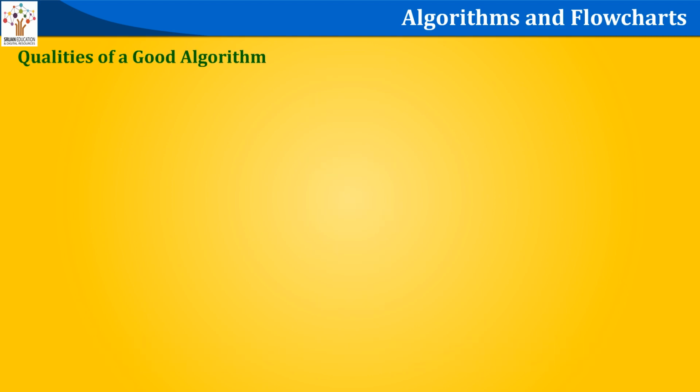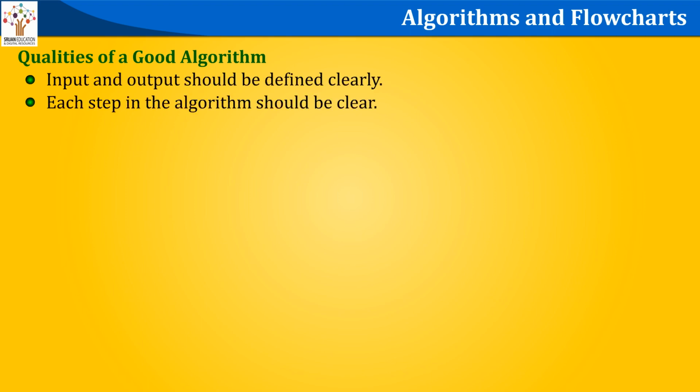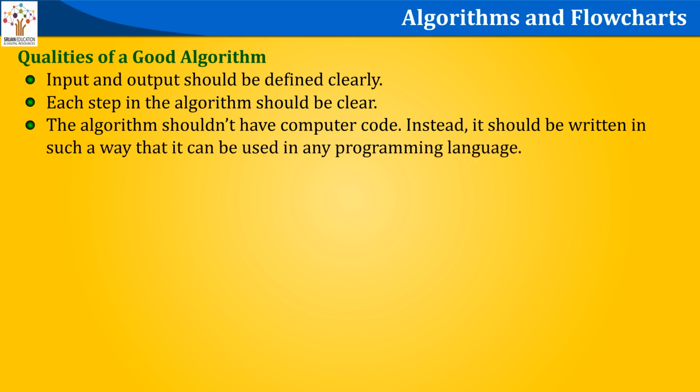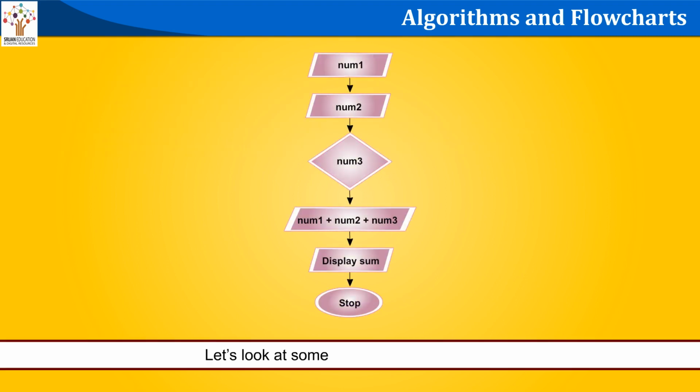Qualities of a good algorithm. Input and output should be defined clearly. Each step in the algorithm should be clear. The algorithm shouldn't have computer code. Instead, it should be written in such a way that it can be used in any programming language. Let's look at some examples of algorithms.